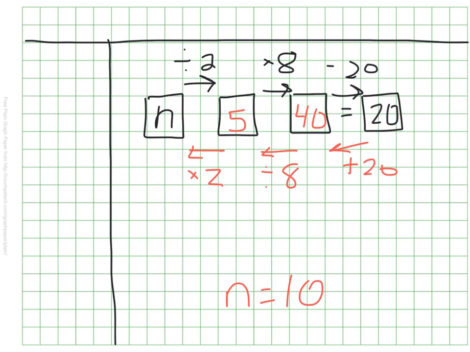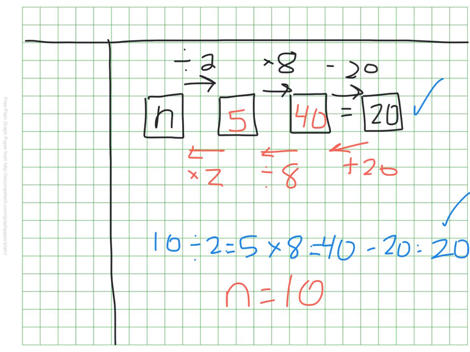But just like before, I'm going to double check. We always want to double check our work so we'll know that we're right. So if our number was 10 and I divide it by 2, I do get 5. Then if I multiply that by 8, I get 40. And then if I subtract 20, I get 20. And that's what I should have at the end of all my operations. It checks out, so I know I did it correctly.